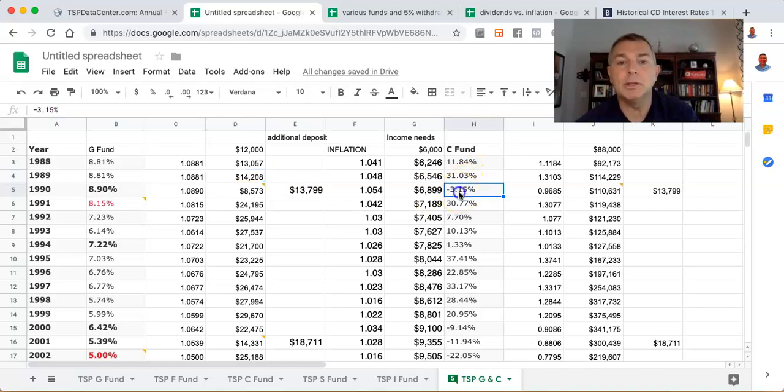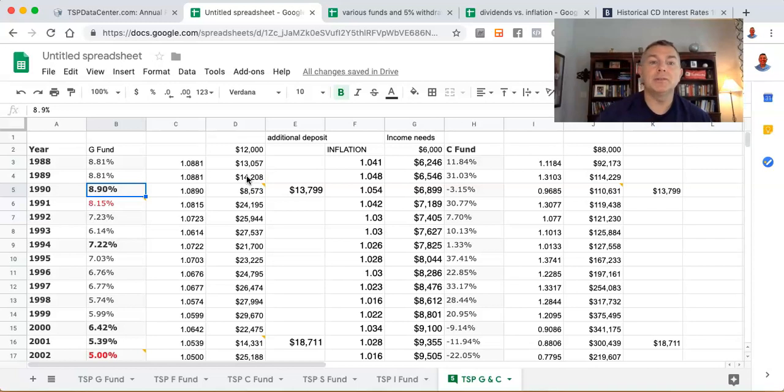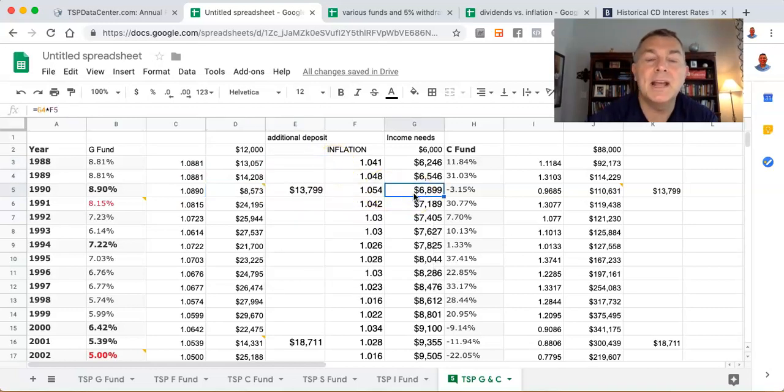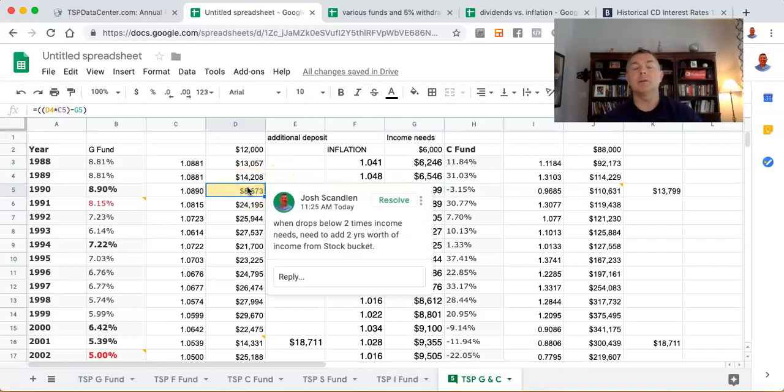Now in 1990, when the world was getting worried about Saddam and going to war, the stocks fell 3.15%. So in this case, we weren't taking any money from the portfolio to live on. In fact, we took it from the cash portfolio. So what happens here? We started the year at 14,208, which is D4. We times that by the 8.9% that we got, which is C5, but we had to take $6,899. That makes sense. So it left us with only $8,573.